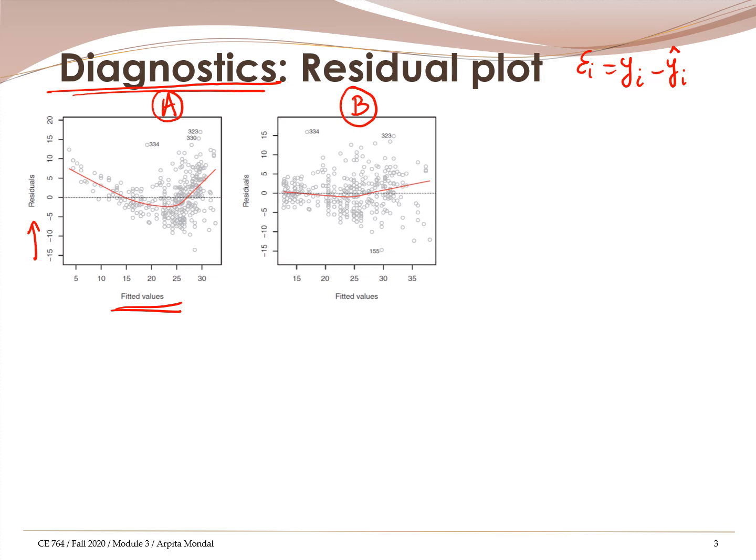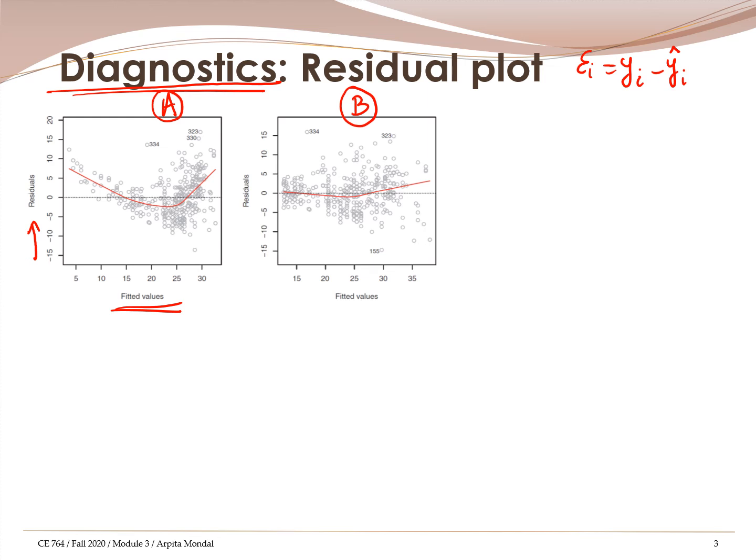Whereas in case B, we see that the fitted straight line to the residuals more or less is horizontal. You will never have a perfectly horizontal line. It's more or less horizontal, and we see a scatter which does not show much of a pattern. So therefore, in case B, perhaps a simple linear regression or a multiple linear regression, whatever the case may be, that's a good model.